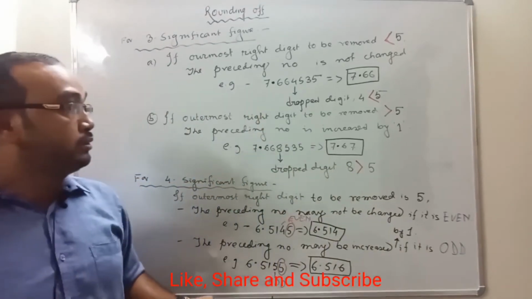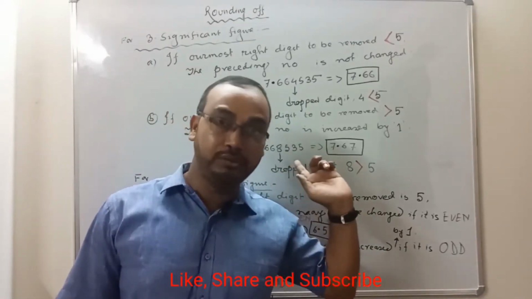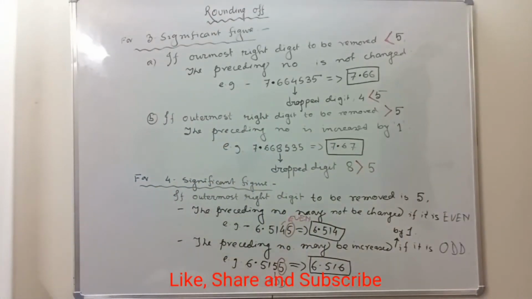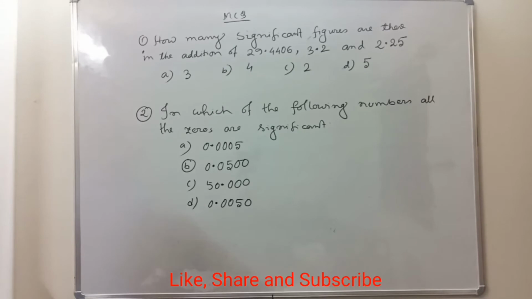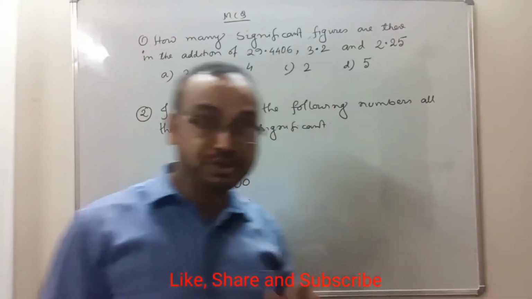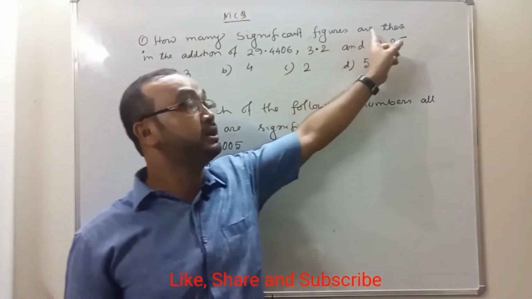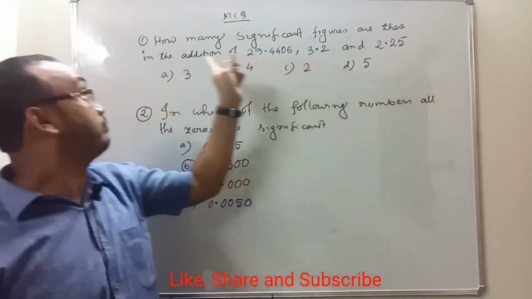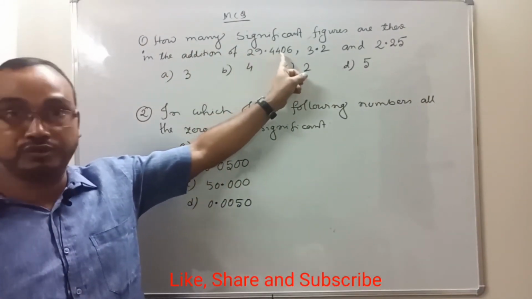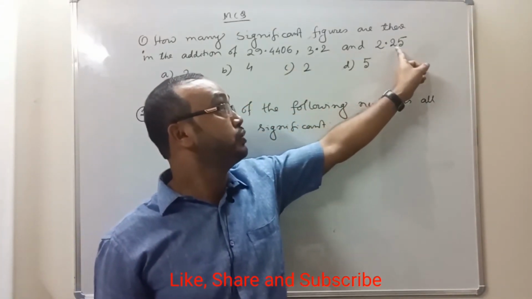Now some MCQs. They are based on significant figures. The MCQs I have written. First one, how many significant figures are there in the addition of 29.4406, 3.2 and 2.25?